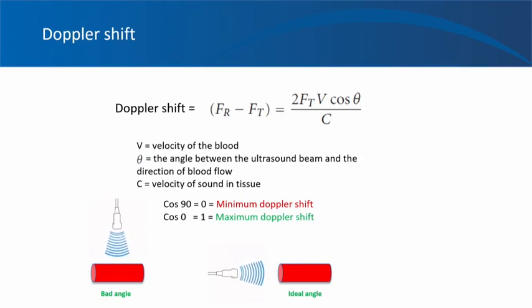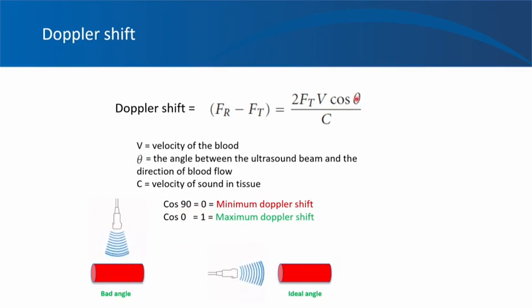Theta represents the angle between the ultrasound beam and the direction of blood flow. So the Doppler shift essentially depends on the velocity of the blood, the angle between the beam and the blood flow, and the speed of sound in the tissue. Speed of sound in the tissue is assumed to be constant at 1540 meters per second for all practical purposes. Another important thing to notice here is that it's significantly dependent on this angle, and cosine of 90 degrees is 0.